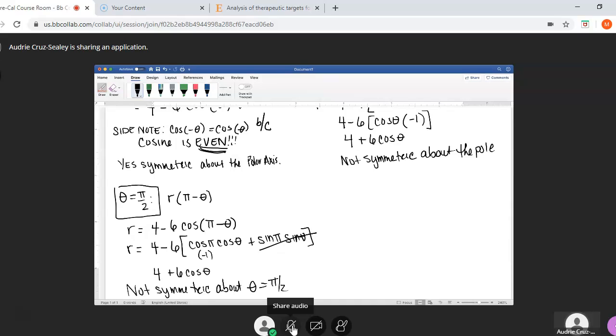Yes, no, maybe? Will it always only be symmetric about one axis, or can it be multiple? I'm trying to think. No, I know. I think you can be symmetric. For sure you can be symmetric about more than one. I'm trying to think of a good example, but you can be. So you have to test them all. For sure. Roses can be, you'll see roses later, but roses can be symmetric about all 3.